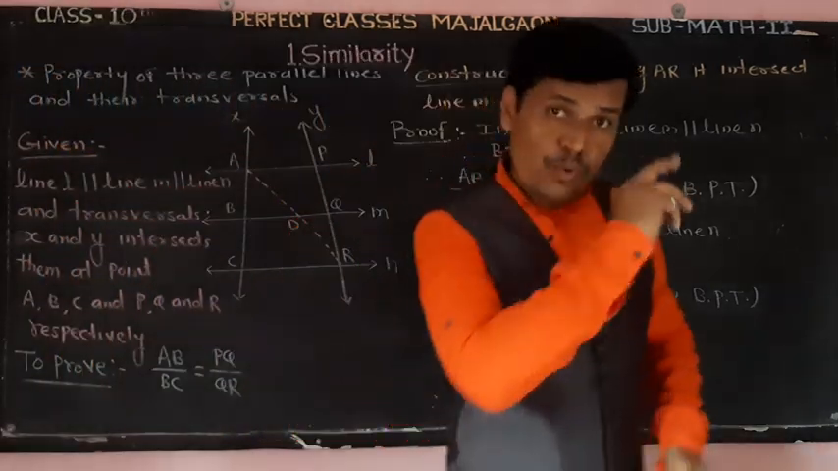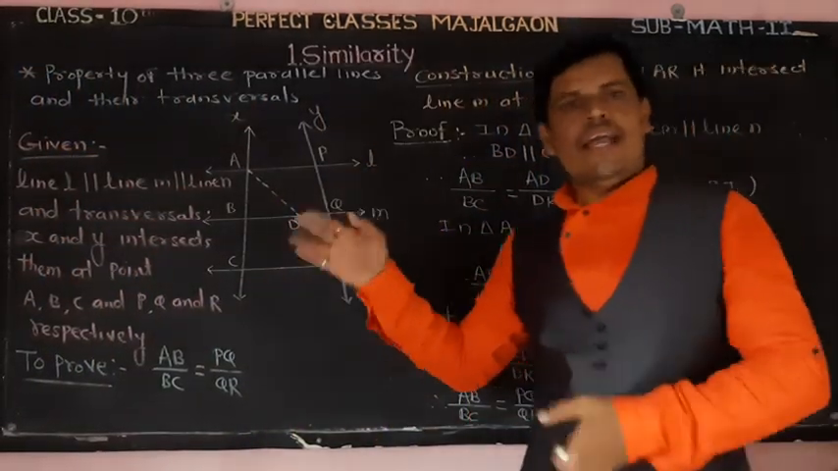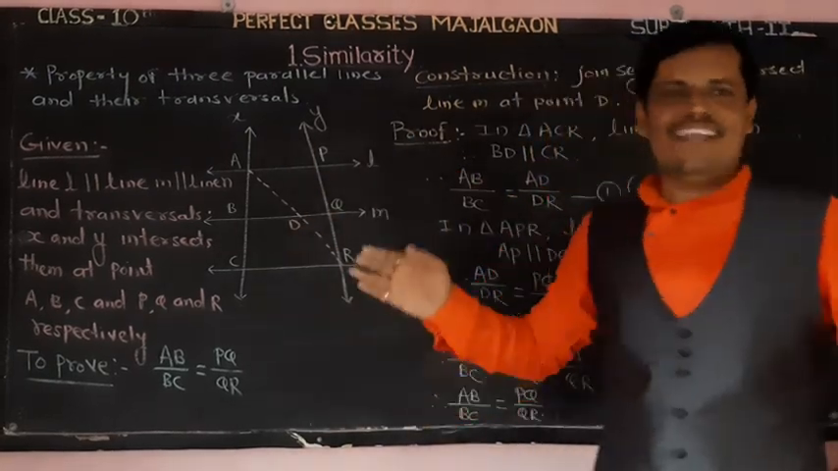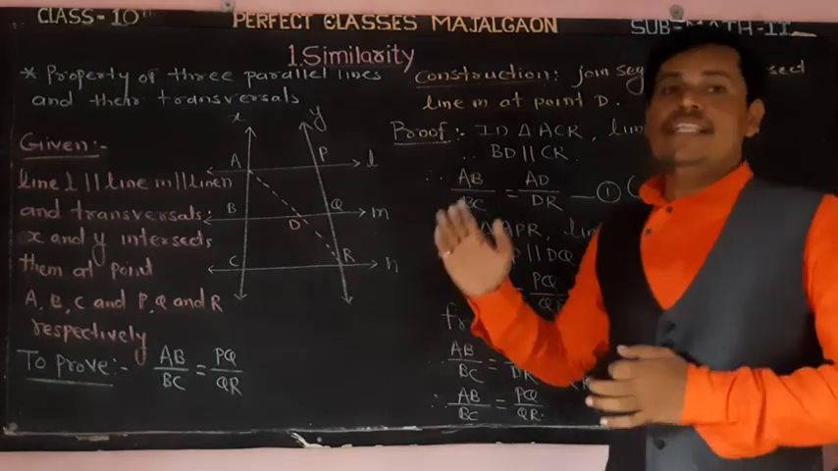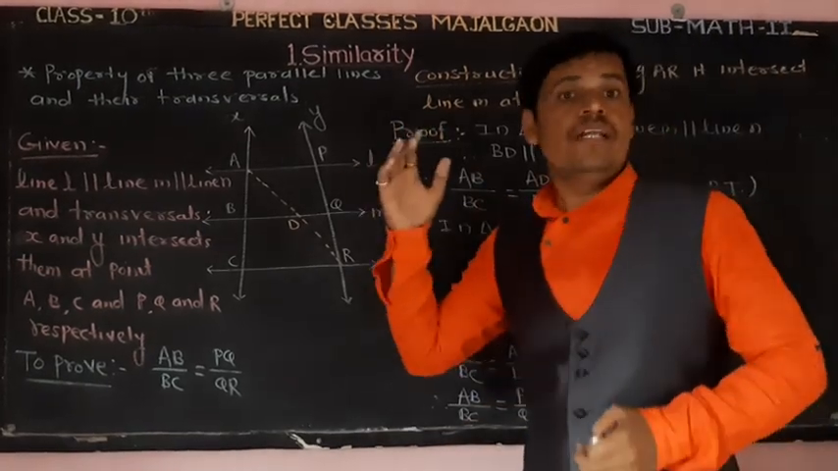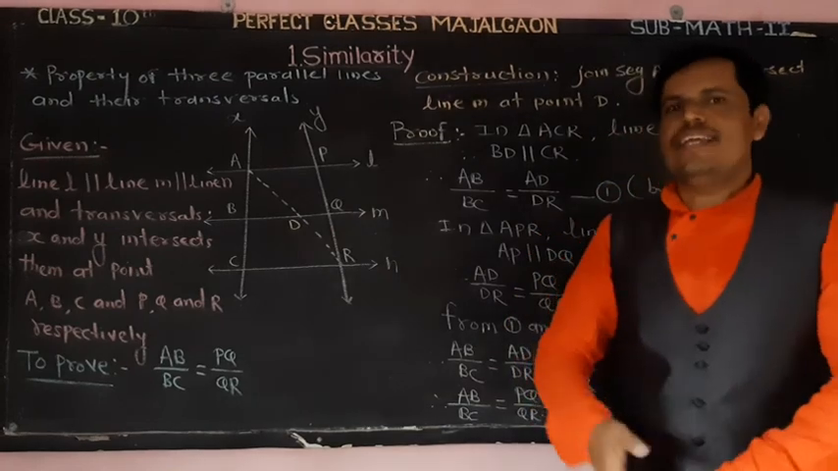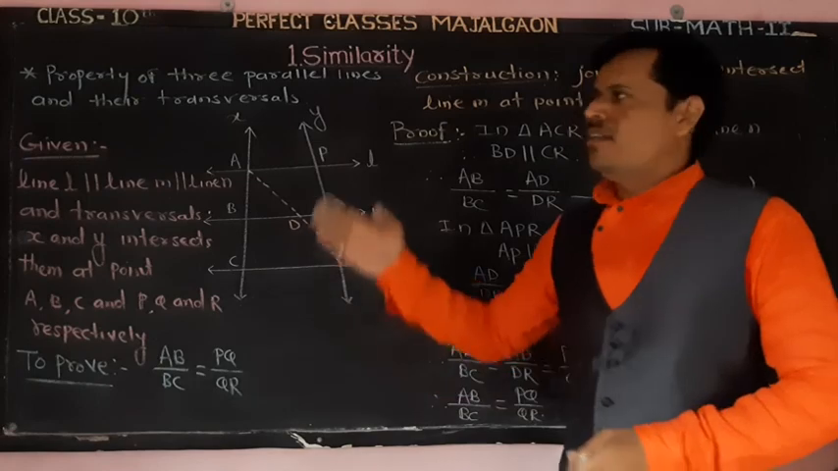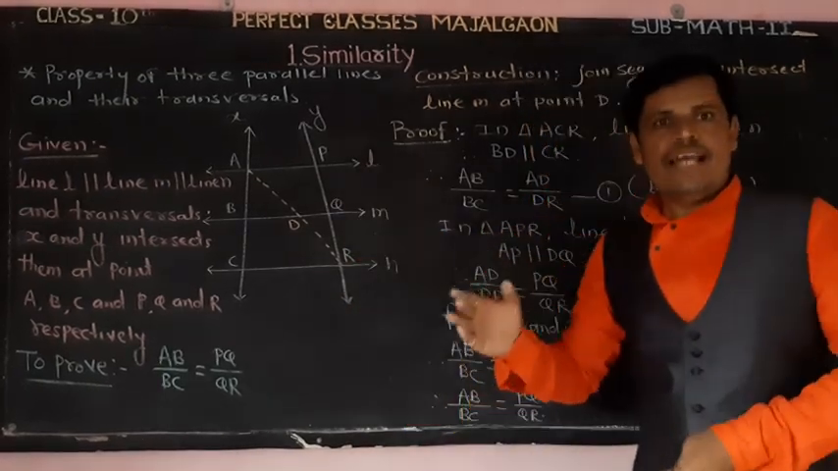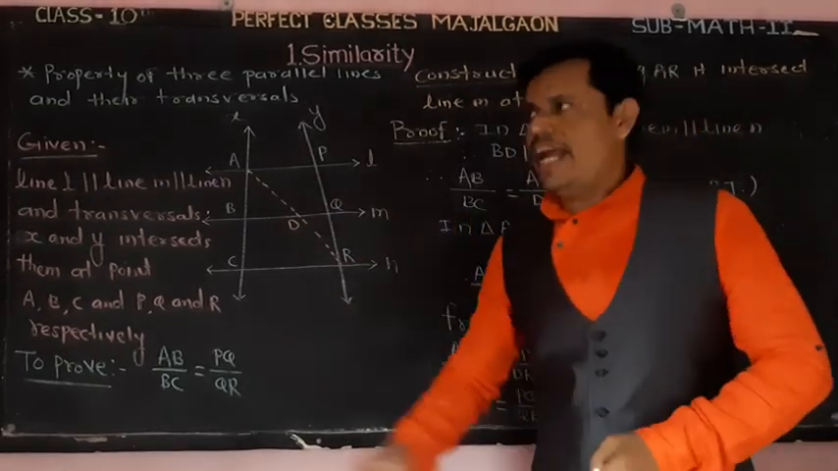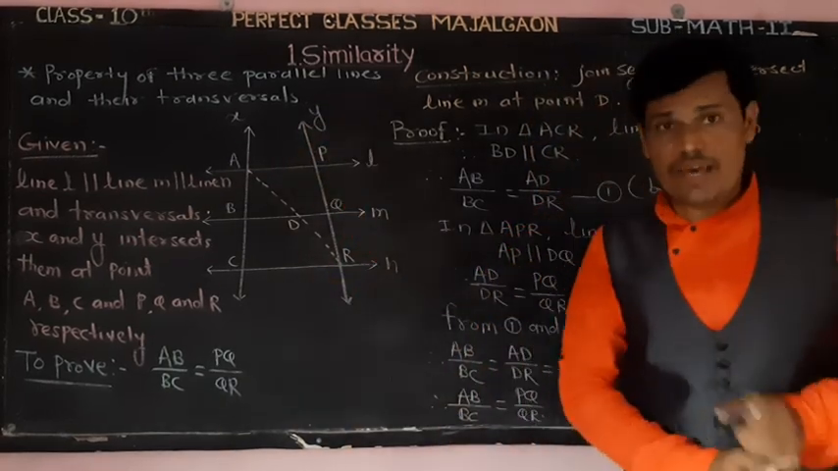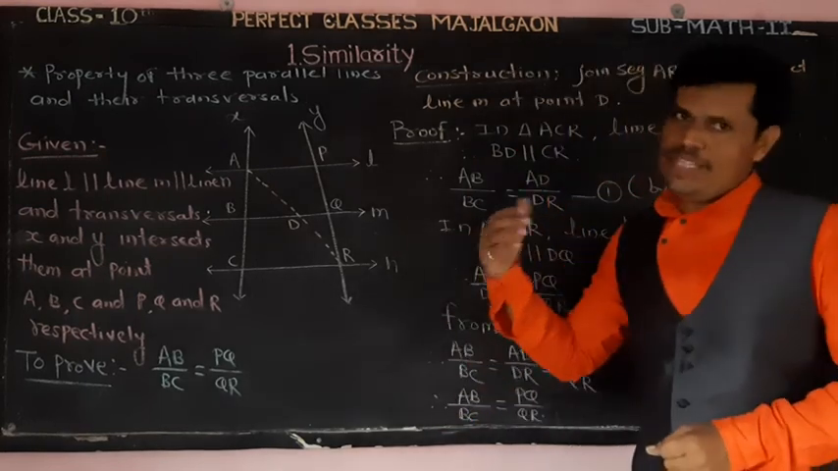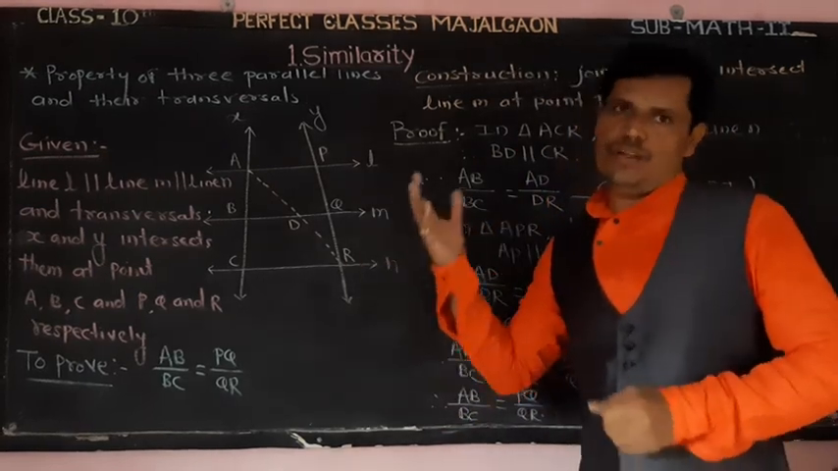Here we complete two properties. The first property is the angle bisector property, and the second property is known as the property of three parallel lines and their transversal. Today we stop. In the next video we see practice set 1.2 based on the basic proportionality theorem, the converse of the basic proportionality theorem, and the properties.